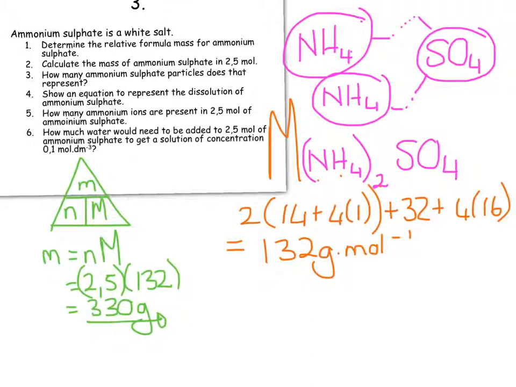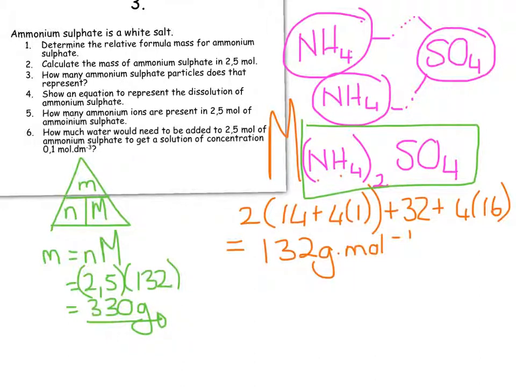How many ammonium sulfate particles does that represent? Remember, ammonium sulfate is not actually a molecule as such. It's an ionically bonded lattice. So when I'm talking about the particles of ammonium sulfate, I'm really saying how many times does this ratio repeat itself. It hasn't formed an actual molecule. It's more of an attraction between two different ions.